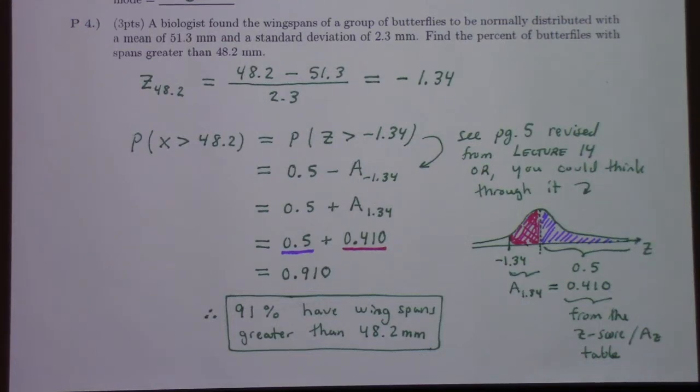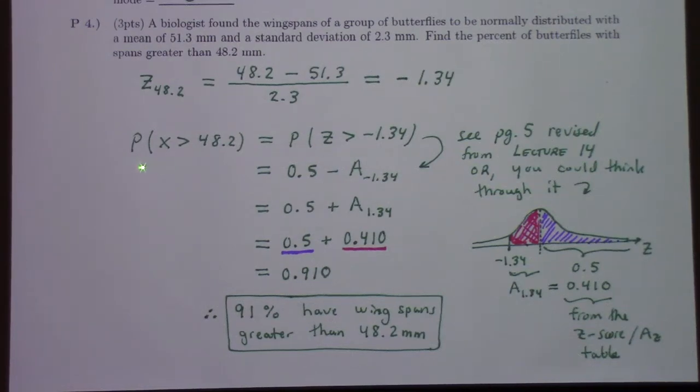So a biologist found the wingspans of a group of butterflies to be normally distributed with a mean of 51.3 millimeters and a standard deviation of 2.3 millimeters. Find the percent of butterflies with spans greater than 48.2 millimeters. So my first order of business is to figure out the z-score of the number I'm interested in. So the z-score of 48.2, I take the 48.2, I subtract the mean, I divide by the standard deviation, and of course I get a negative z-score because 48.2 is smaller than the mean. So I'm looking to understand that.